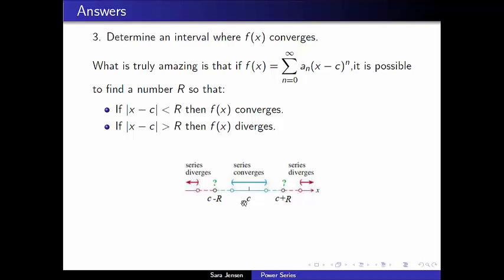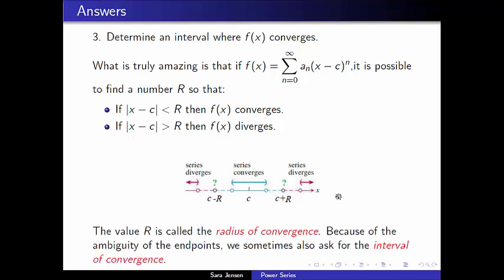So we'll have more interesting behavior precisely at these endpoints. But within this interval, we will always have convergence, and outside of that interval, we will always have divergence. This value of R that does that for this particular power series will be called the radius of convergence of the power series. And because of the ambiguity at the endpoints, if we have a question that's asking us to find the interval of convergence of the power series, all they're asking for is for us to do that additional investigation at these 2 points to determine if I have convergence or divergence specifically at these points.